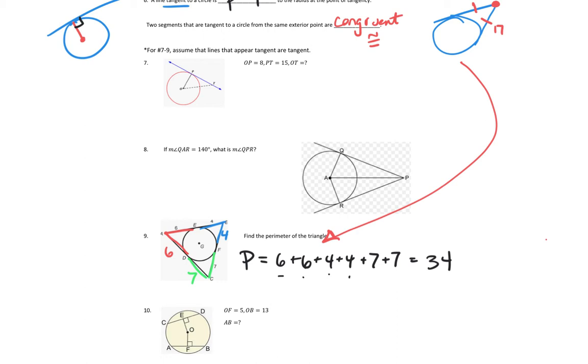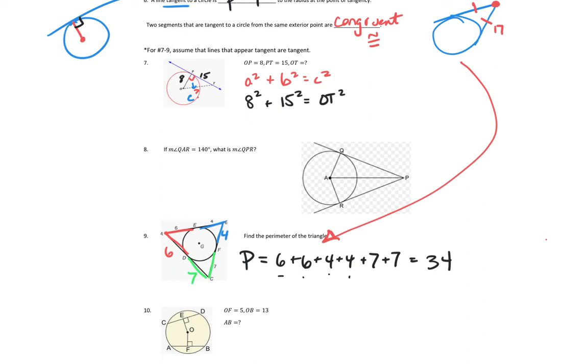Number 7 says that OP is 8 and that PT is 15. So we learned that the tangent and the radius make a 90-degree angle. So what can you use when you have those two numbers to find the missing side? Pythagorean theorem. Good job, student. Yeah, we'll use the Pythagorean theorem because a squared plus b squared is equal to c squared. The side that we're missing is opposite from the right angle, so that would be the c. So a squared can be 8 squared, b squared will be 15 squared, and c squared will be OT squared.